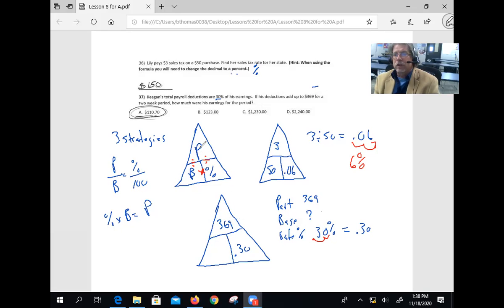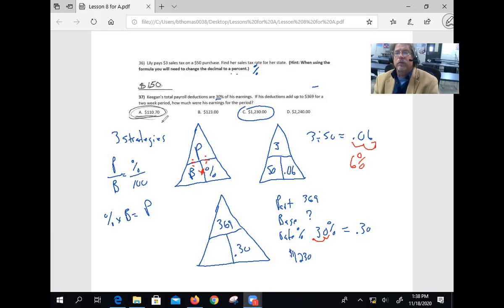And remember, the part and the percent are going to be related by division. So this tells me to find the whole amount, I have to divide 369 by 0.30. So if I divide 369 by 0.30, I end up with $1,230. So $1,230 would be the result of that. And that's actually going to make it C.